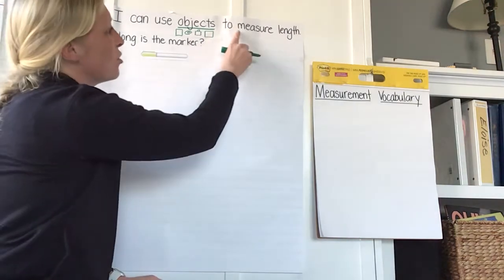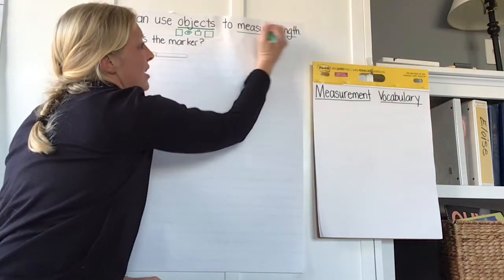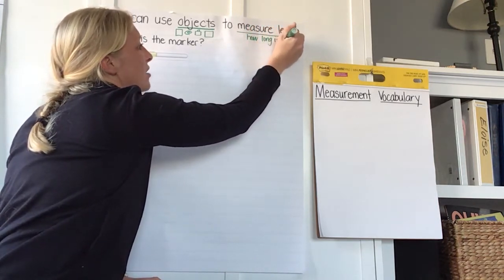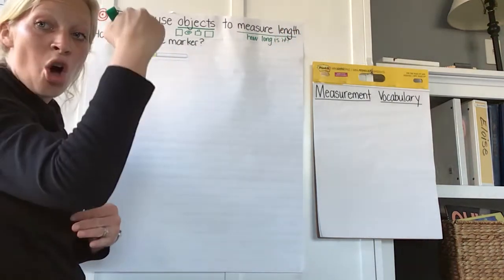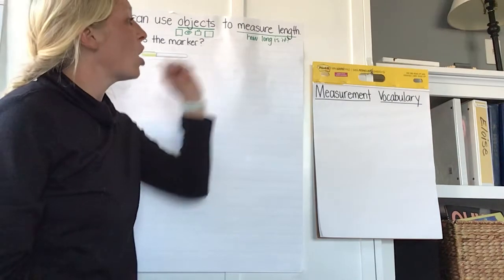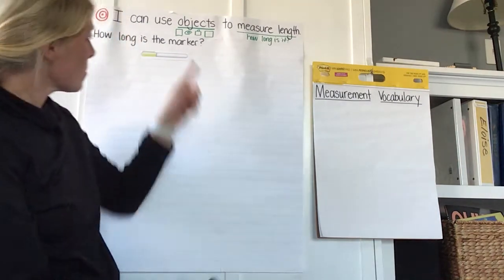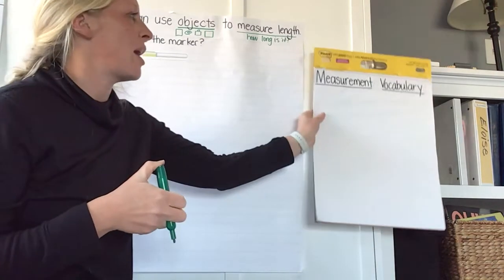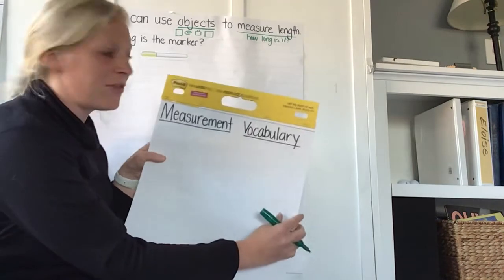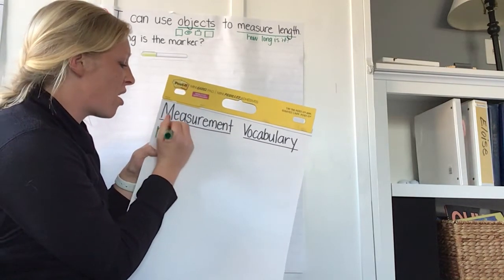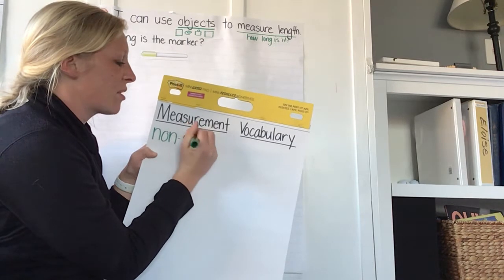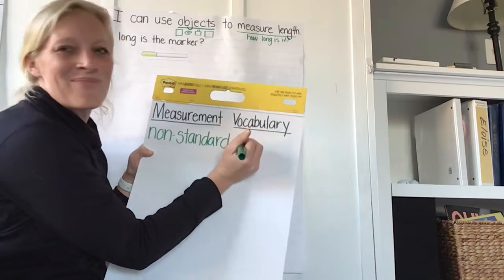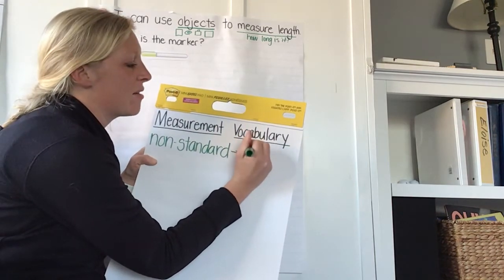And so when we say to measure length, we're asking how long is it? Or maybe even how tall it is. But how long is it when we're measuring length? Now, all of these guys right here, those are called units of measure, right? But they're a special kind of unit of measure. They're called non-standard.